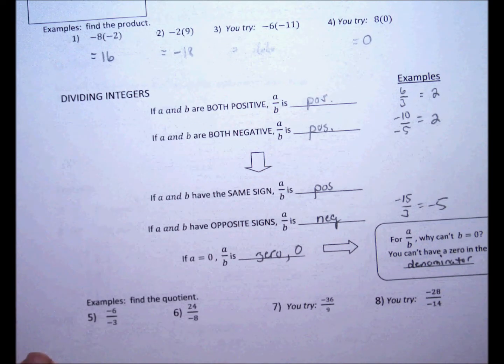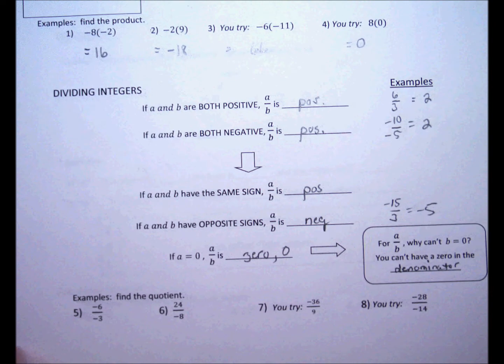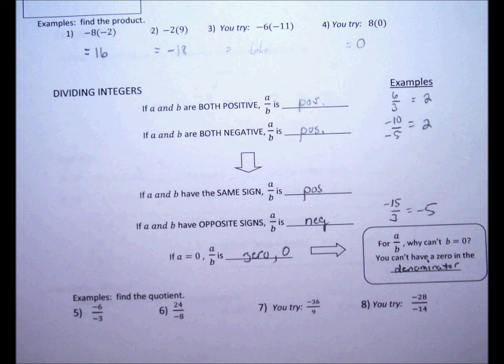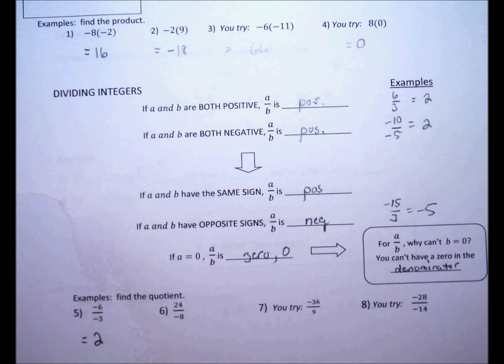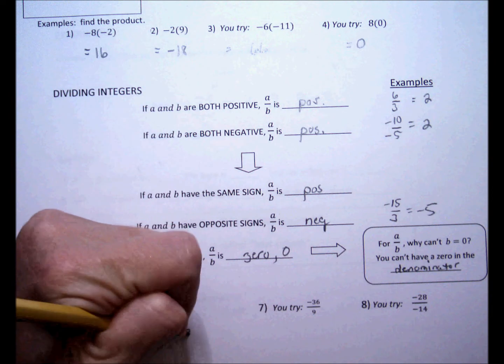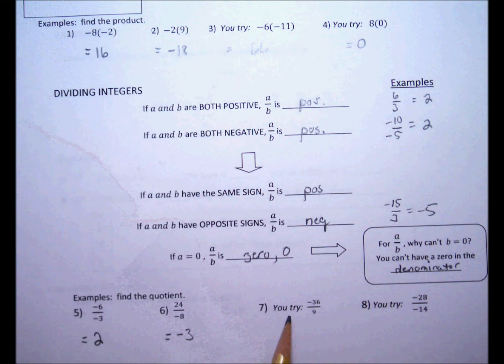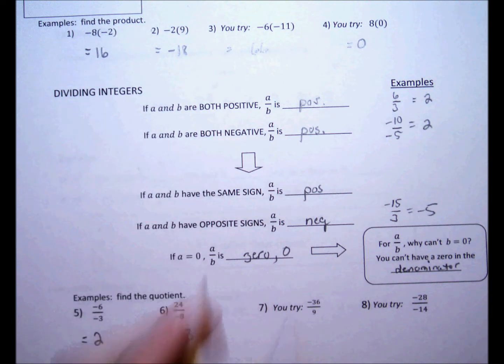Okay, I'm going a little fast here because I don't want this video to be too long, and because you have the ability to hit pause if you need to go back and look at something. Okay, so we're dividing a negative by a negative. That means it's going to be positive because they have the same sign. Positive 2. We're dividing a positive by a negative, different signs, so the result will be a negative 3.